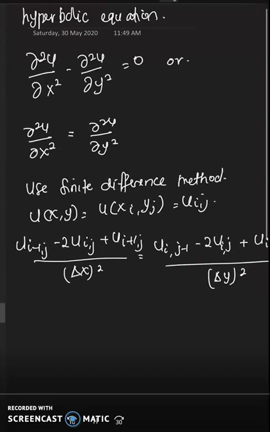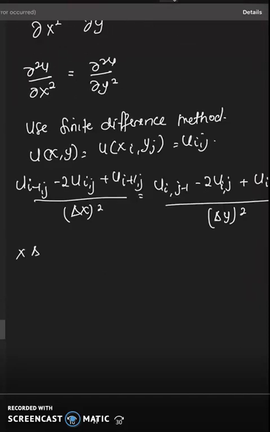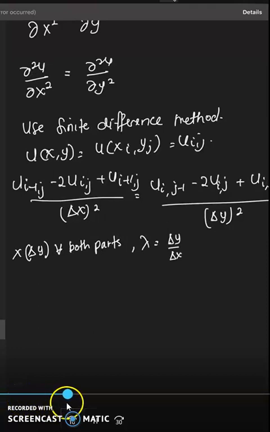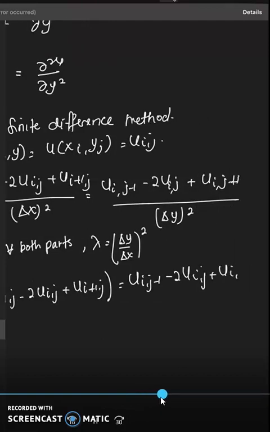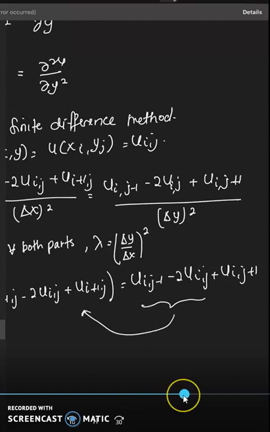As with elliptic and parabolic equations, you can rearrange this equation into two parts. But before that, make it simpler by multiplying by delta y for both parts. You can get delta y over delta x squared equal to lambda. So you get lambda times (u(i-1,j) minus 2u(i,j) plus u(i+1,j)) equal to u(i,j-1) minus 2u(i,j) plus u(i,j+1). So you have two parts here.